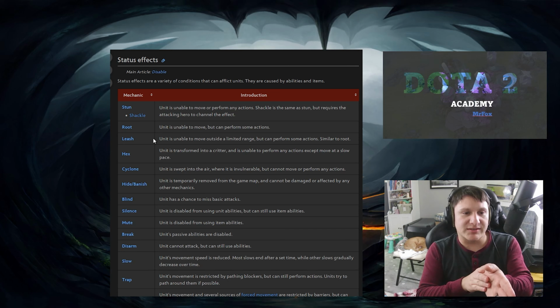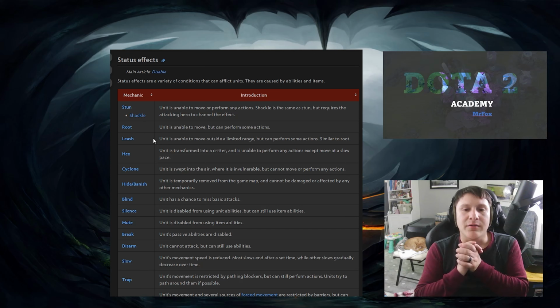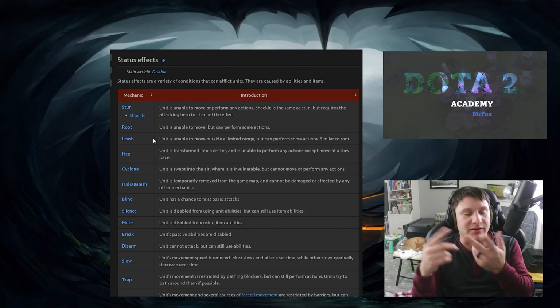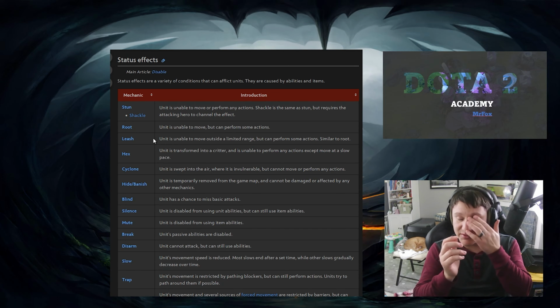Now, Cyclone: a unit is swept in the air where it is invulnerable but cannot move or perform any actions. I think there's only two things that do this. It's the Eul's Scepter, and then of course what the Eul's Scepter builds into.